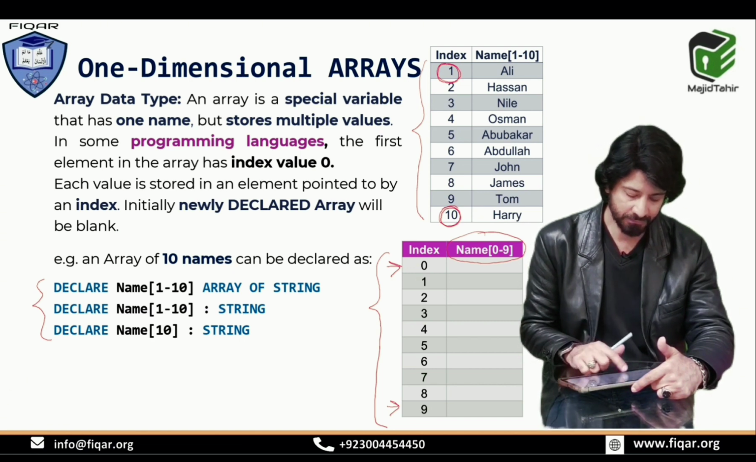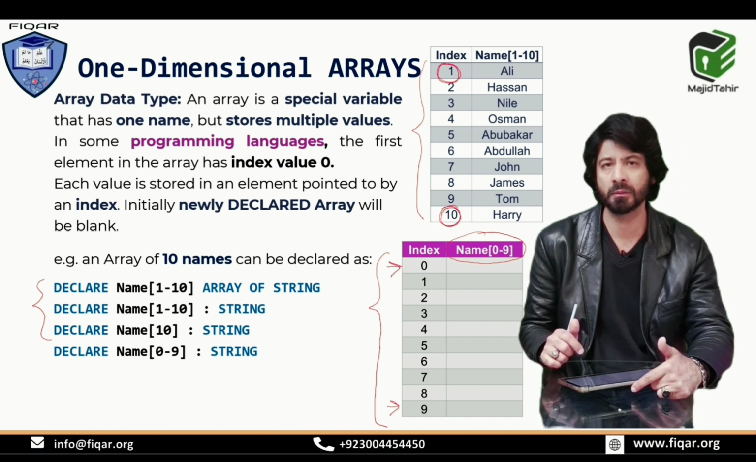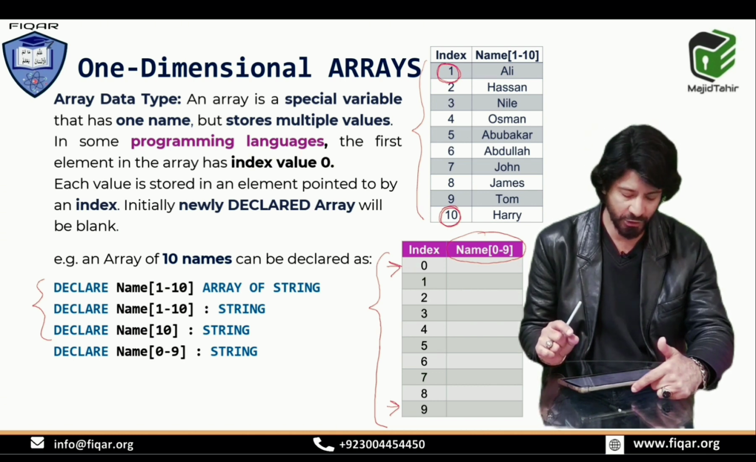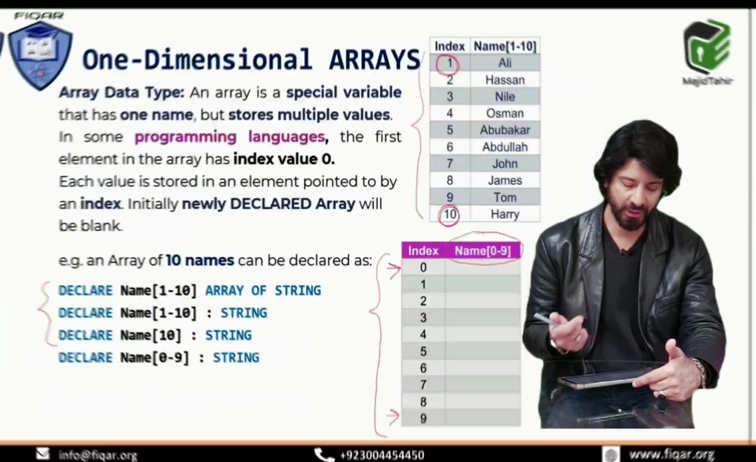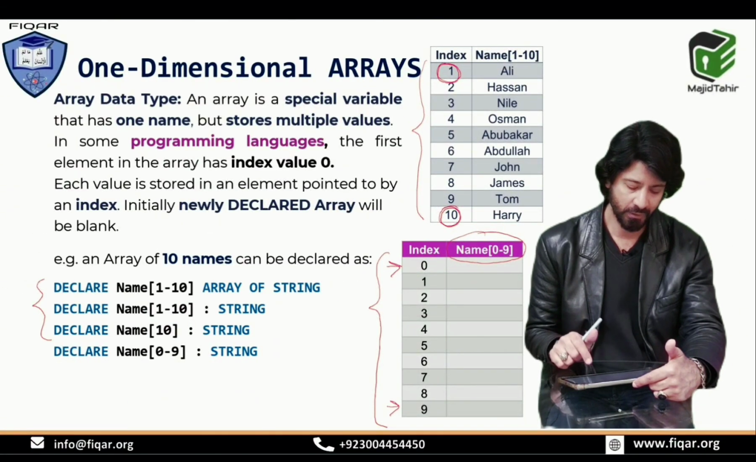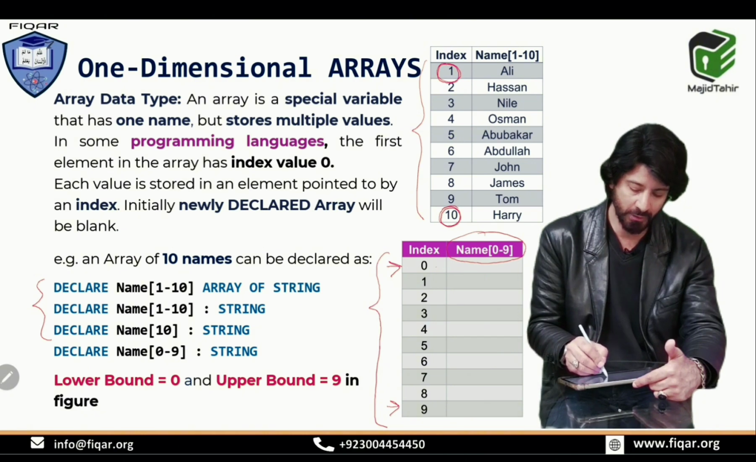Then, if you're for example taking 0 as the first index, DECLARE Name[0:9] : STRING is also the same thing. The lower bound is going to be 0, as we've talked about, and the upper bound is going to be 9, which is the maximum value, which is this one.